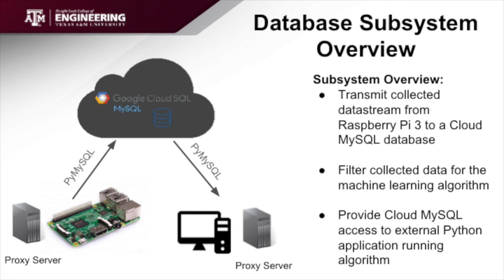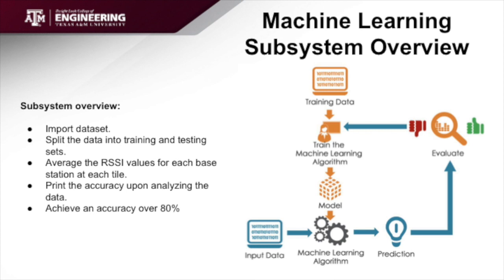The database subsystem transmits the collected data from the RF subsystem into a cloud-based SQL database through a proxy. The data is then filtered and sent to the machine learning algorithm to be processed. The machine learning subsystem imported the data set, split it into a training and testing set, then ran it through a k-nearest neighbors algorithm using the 4 nearest neighbors.